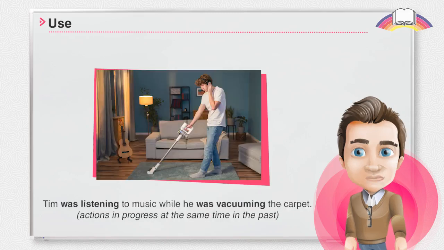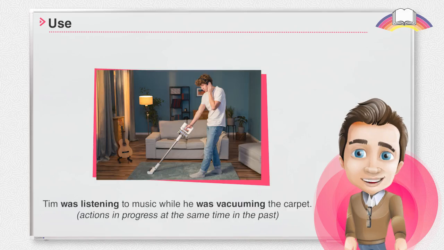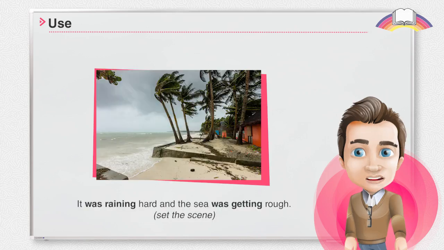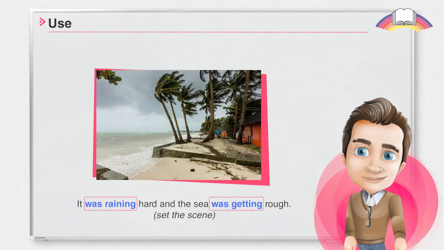We also use the past continuous for two actions in progress at the same time in the past. Tim was listening to music while he was vacuuming the carpet. We also use the past continuous to set the scene. It was raining hard and the sea was getting rough.